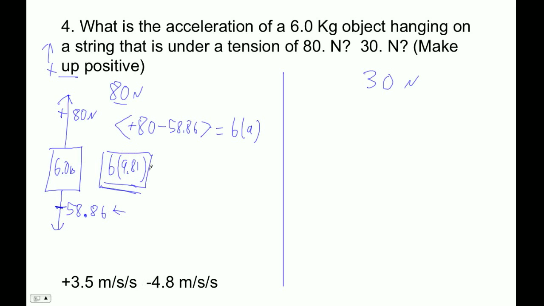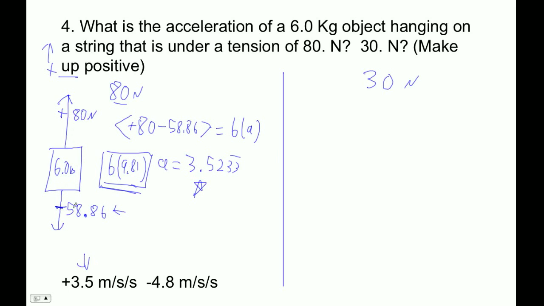Okay, so we can just bust this out. Divided by 6, that's 3.52 and a lot of 3's. So that is the acceleration. Okay, so you just subtract that, divide by 6, you're set, right? So that's that answer. Let's look at 30 newtons.